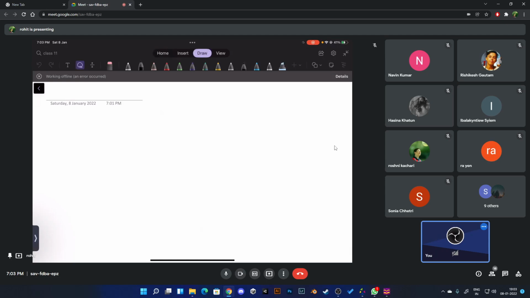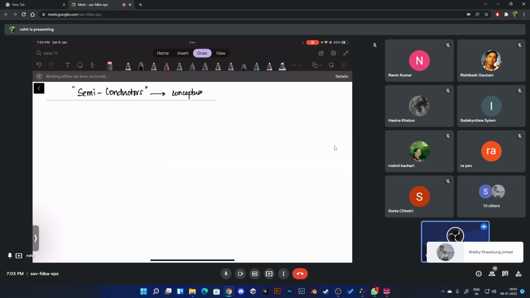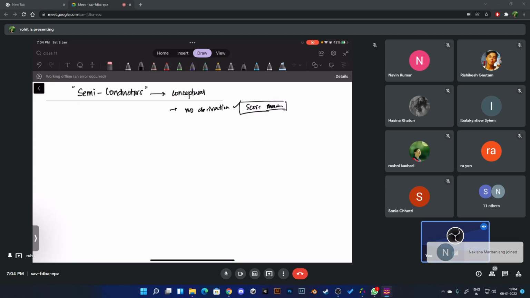So let's start with this. All the needed things I'll do from semiconductors. This chapter is very conceptual, and you don't have derivations here. No derivation, so it's a very easy chapter to score marks. We will discuss all the board questions one by one. I'll tell you which are important and which are not so important. So let's start.